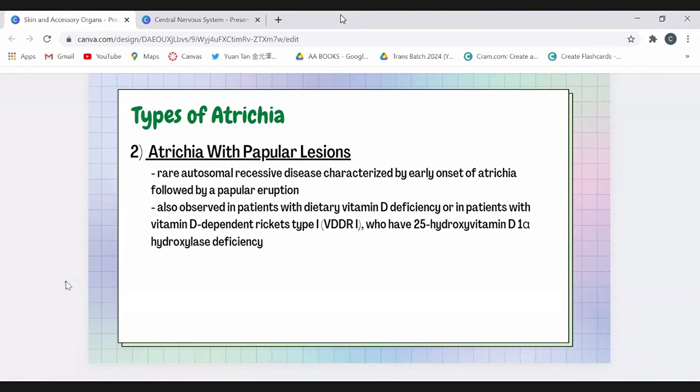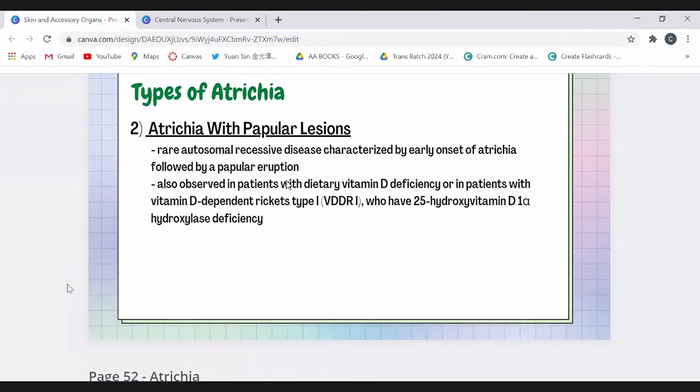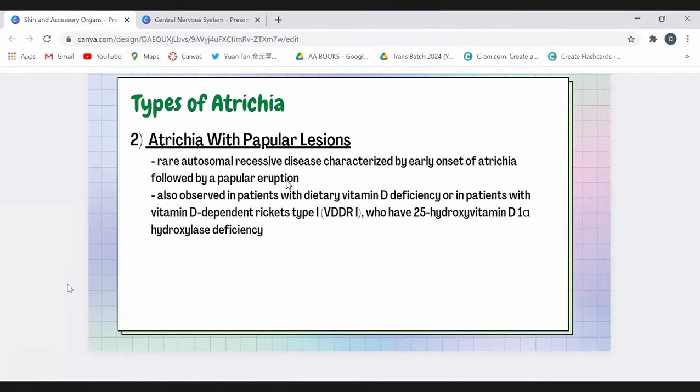Atrichia with papular lesions is a rare autosomal recessive disease characterized by early onset of atrichia followed by a papular eruption. It is observed in patients with dietary vitamin D deficiency or in patients with vitamin D dependent rickets type 1, or who have 25-hydroxyvitamin D 1-alpha-hydroxylase deficiency.